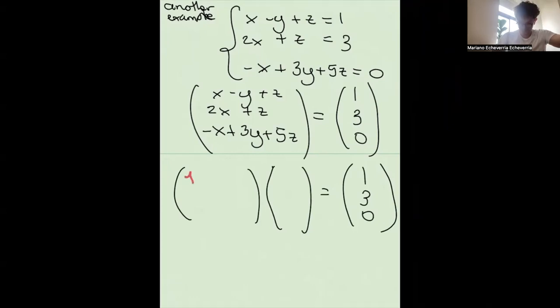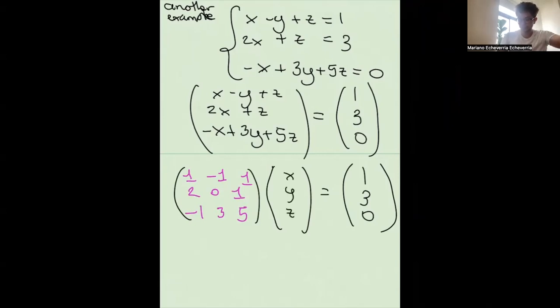Good. Yes. Perfect. 1, minus 1, 1. And how about the second row? 2, 0, 1. Yes, you have to just be careful here about the one in the middle being a 0 because there's no y present, correct? And then you have minus 1, 3, 5, right? And that's times what? Times a vector x, y, z, right?